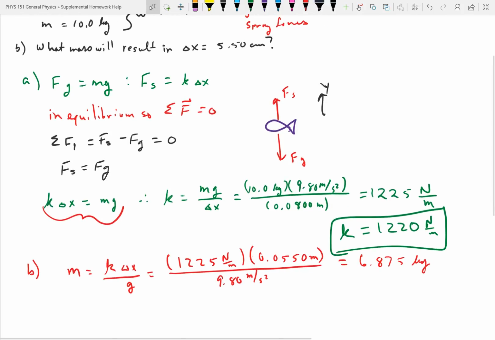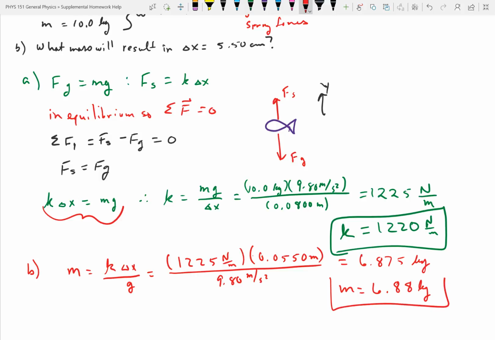And we only have 3 sig figs. So the correct answer would be 6.88 kilograms. Okay, that makes sense. Okay, there is a part C that I didn't see on yours. That is how far apart are the half kilogram marks on the scale. Oh, I made it number 2 on the scale.